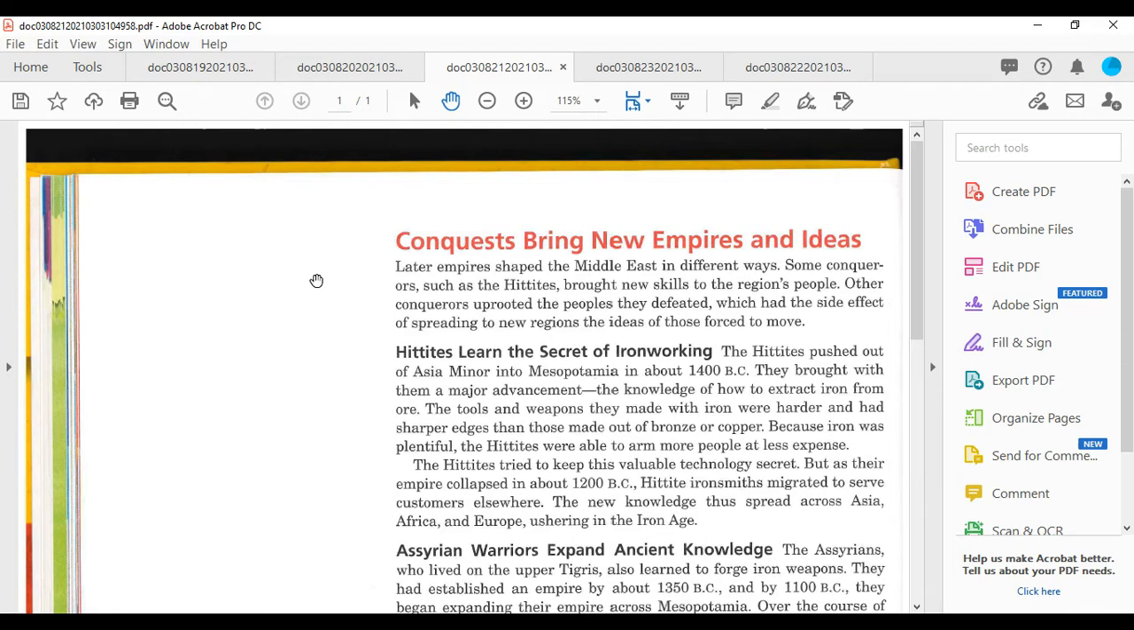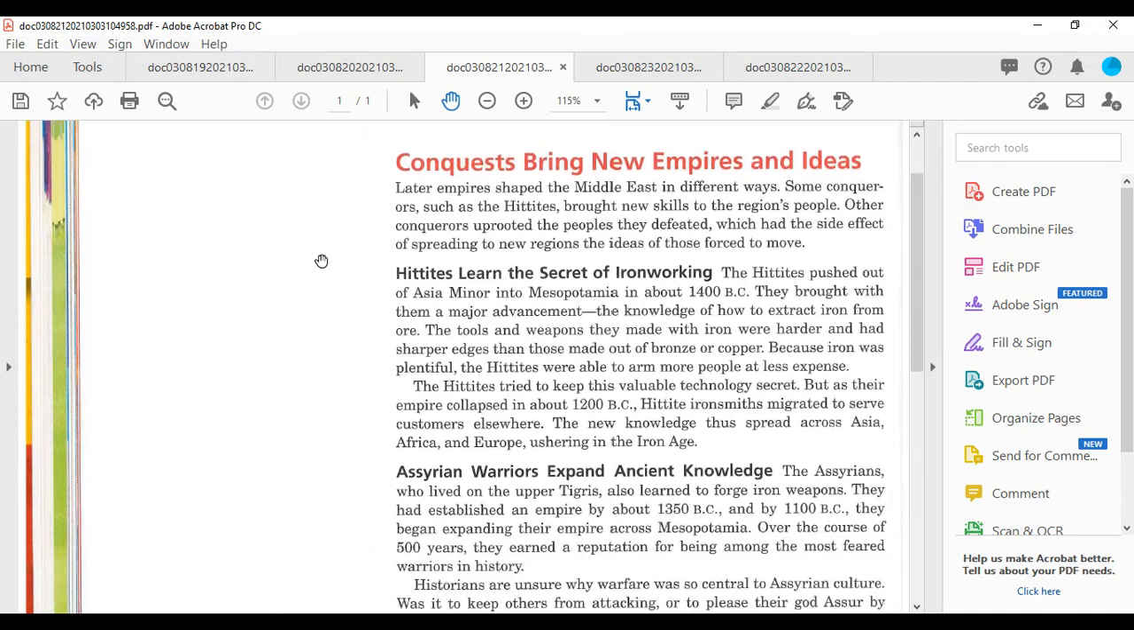Conquest brings new empires and ideas. Later empires shaped the Middle East in different ways. Some conquerors, such as the Hittites, brought new skills to the region's people. Other conquerors uprooted the peoples they defeated, which had the side effect of spreading to new regions the ideas of those forced to move.